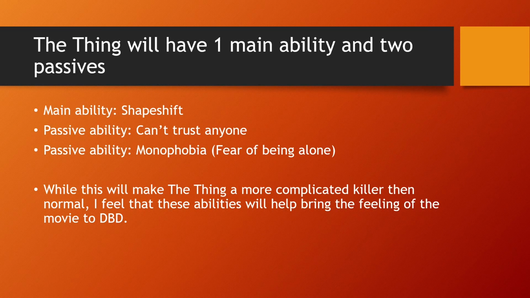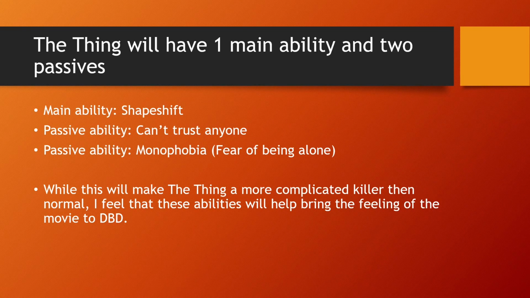And so, the Thing would have 3 abilities. Its main ability would be the shapeshift. This would be its active ability. And then it would have the passive ability of can't trust anyone, and the secondary passive ability of monophobia, or fear of being alone. That's what that means. So, what would these 3 things do?